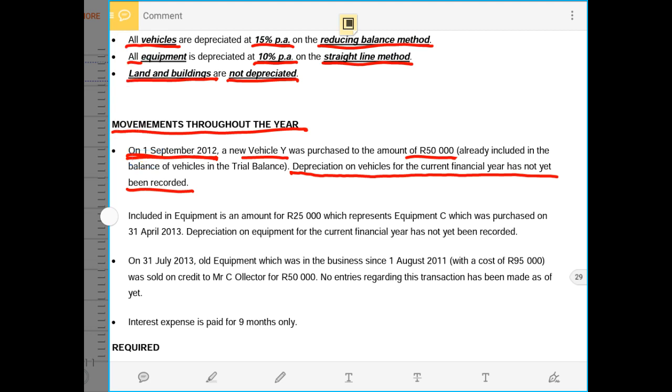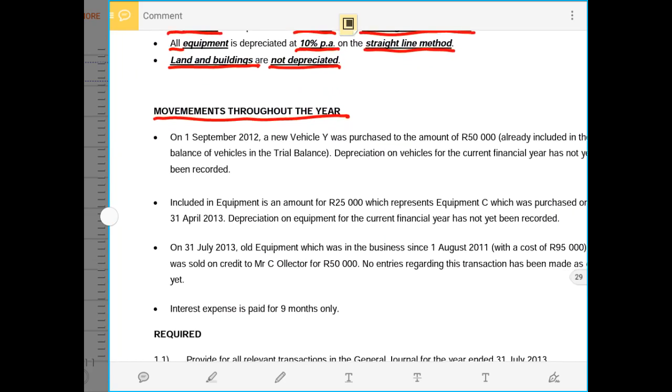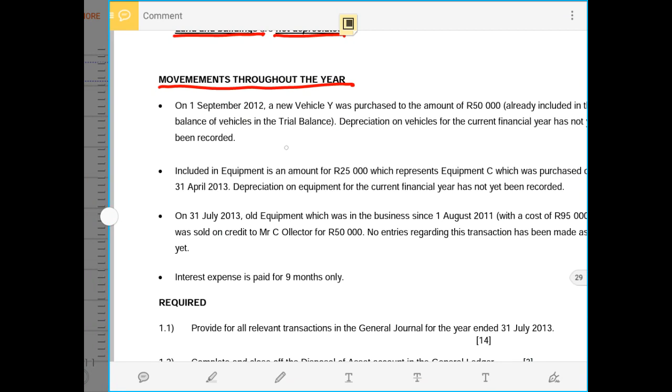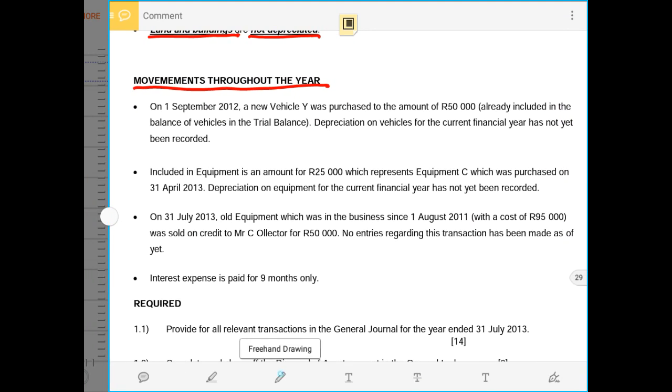So now when we do our calculations, we have to say September, October, November, December, January, February, March, April, May, June, July. Therefore the depreciation for this vehicle in the year 2013 will be accounted for a period of 11 months from September until July 2013. So now this was the first adjustment or the first movement that occurred during the year.